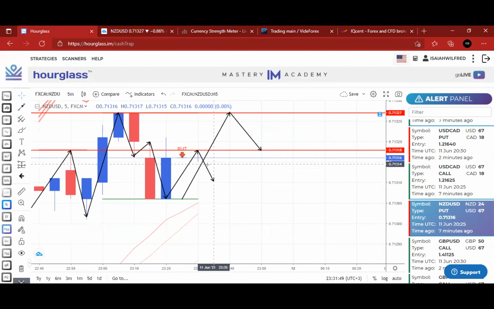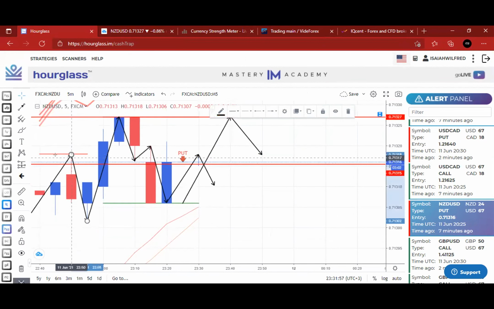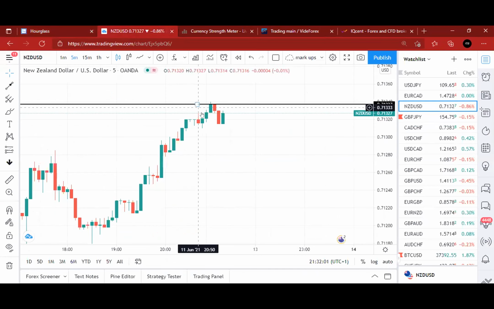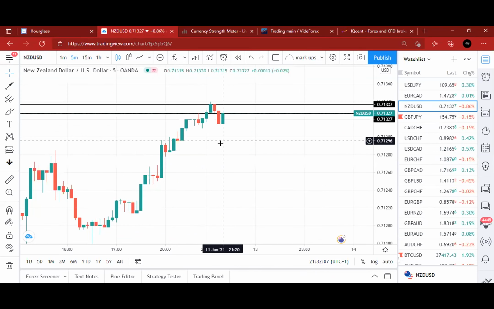Now, where did Hourglass draw the other one? He drew it on the wick of this red candle. You can see where he drew the resistance here. So on TradingView, what am I doing? I'm coming to the wick of this red candle and doing the same thing, drawing my horizontal line there.